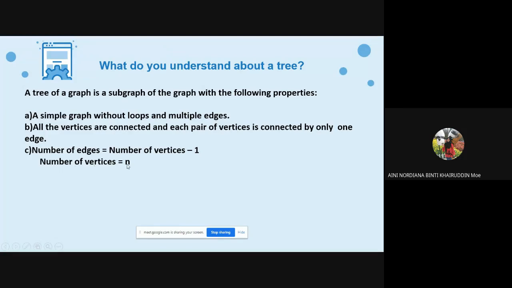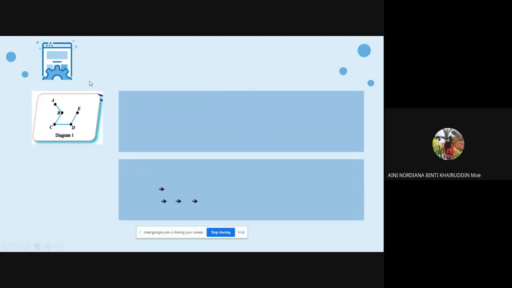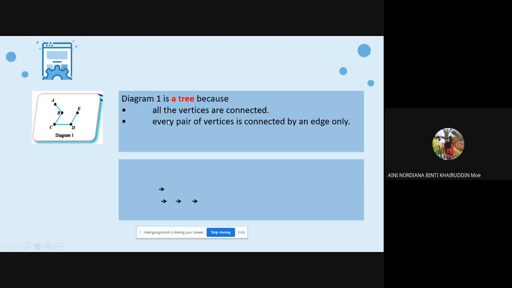So let's say number of vertices n. So number of edges n minus 1. Okay, tengok contoh ni. So adakah ini tree? So diagram 1 is a tree because all vertices are connected. Maksudnya semua bersambung ni. A to B, B to C, C to D, D to E. Semua bersambung. Lepas tu every pair of vertices is connected by an edge only. Ada satu edge sahaja. A to B satu, maksudnya tak ada multiple edges lah.